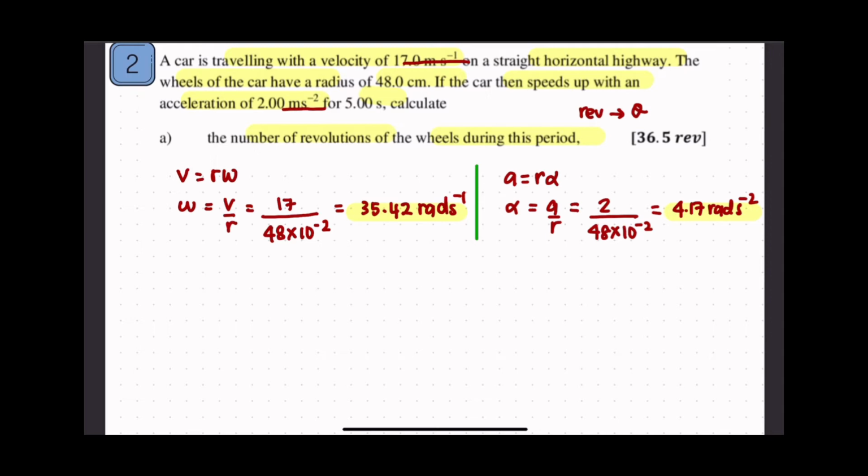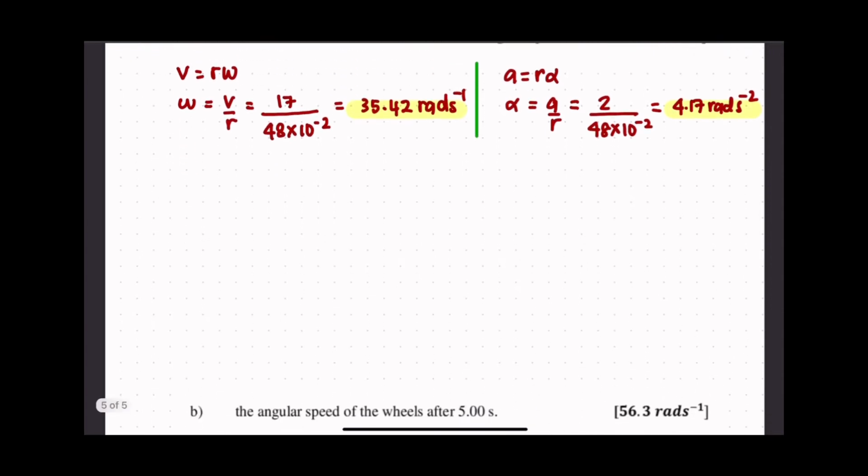Okay. So we want to calculate the number of revolutions. So the number of revolutions relates to theta. What do we have here? We have omega initial, we have alpha and we have t. We want to find theta, so we can use theta is equal to omega naught t plus half alpha t squared.